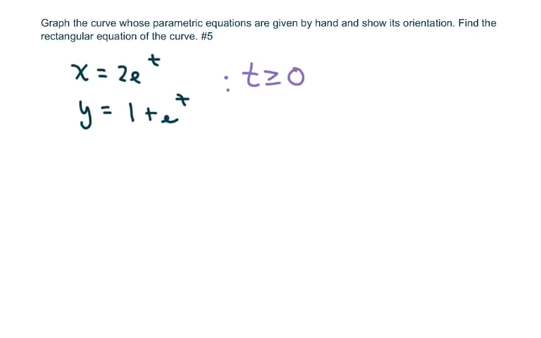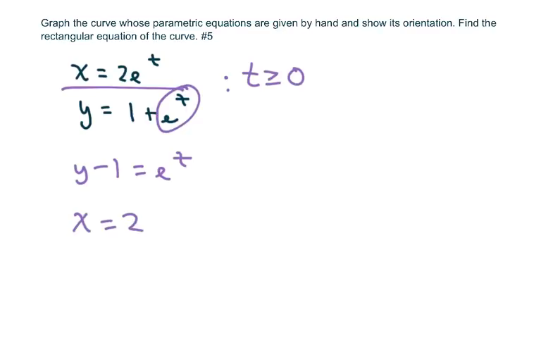So the first thing I'm going to do is solve for e to the t. e to the t equals y minus 1. So I'm going to solve here for x. You get x equals 2 times e to the t, which is y minus 1. So you get x equals 2y minus 2.